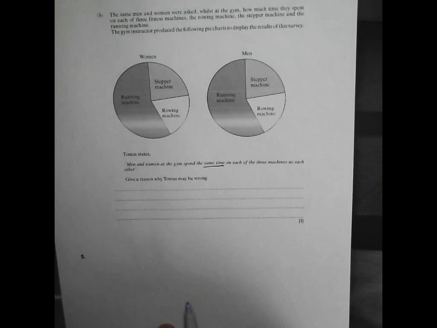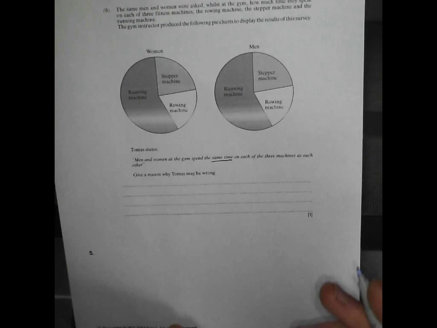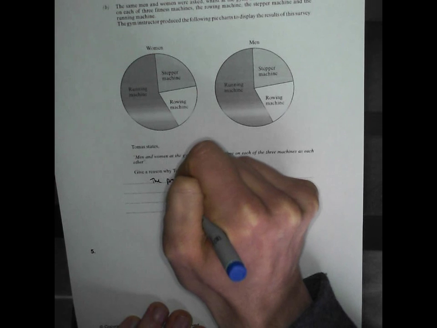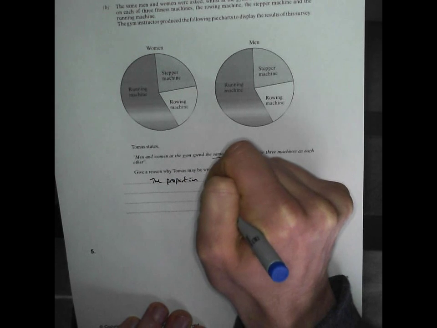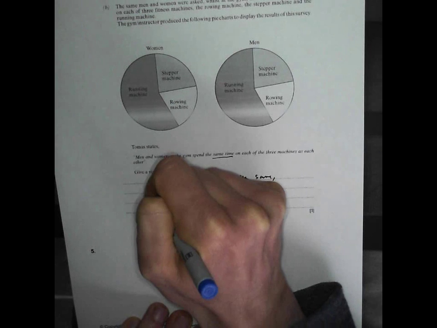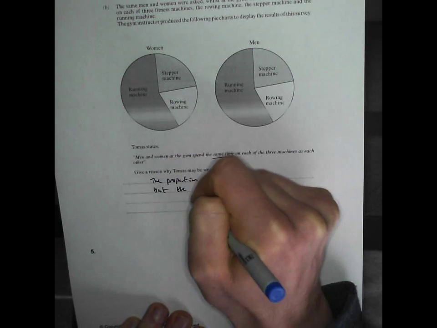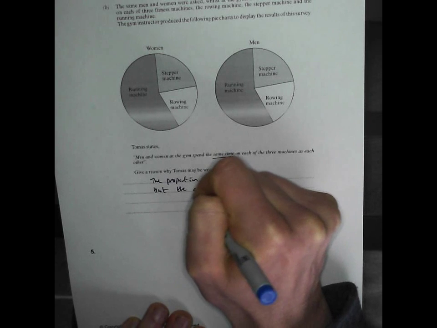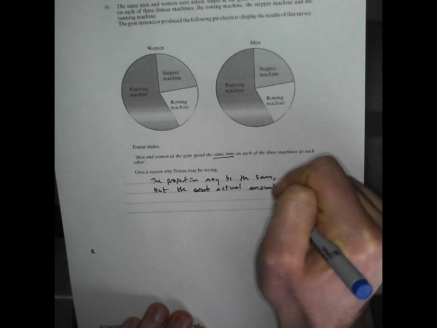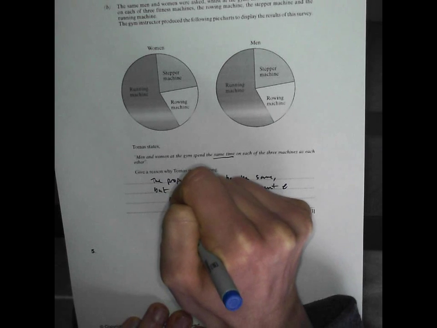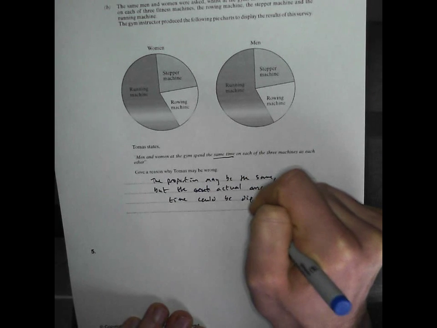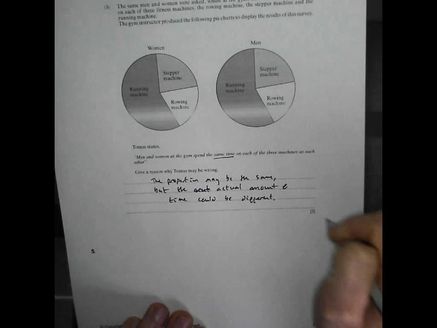But how am I going to put that down to get my mark? Well, what I'm going to say here is the proportions may be the same, but the actual, God, it'd help if I could spell, the actual amount of time could be different. And that is going to get you that 1 mark.